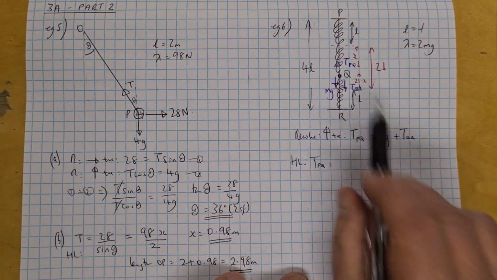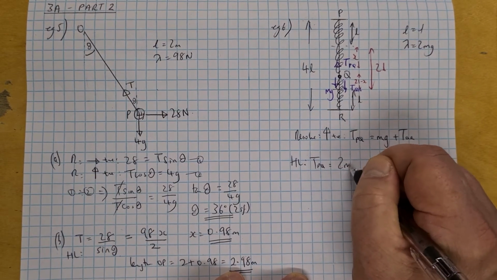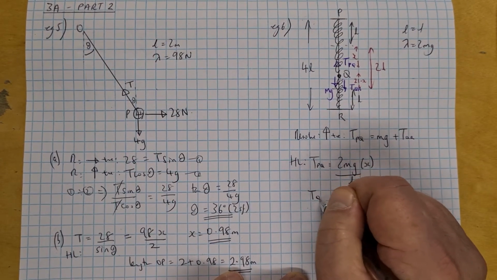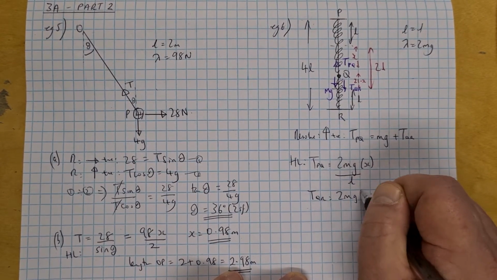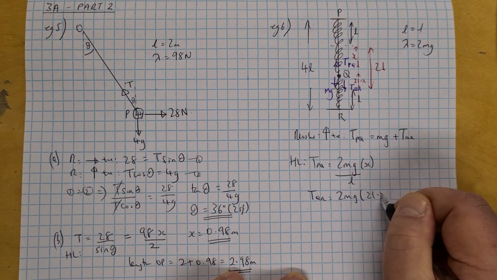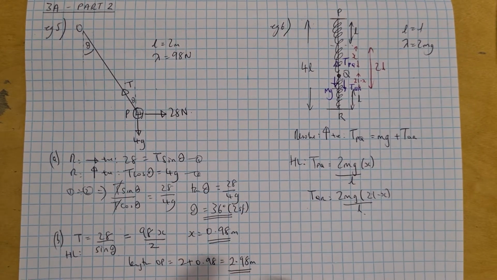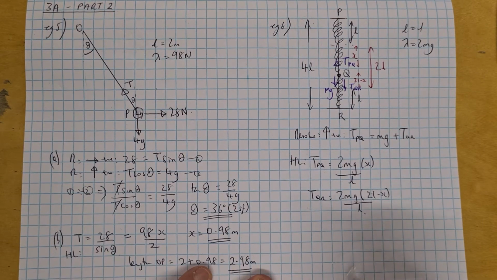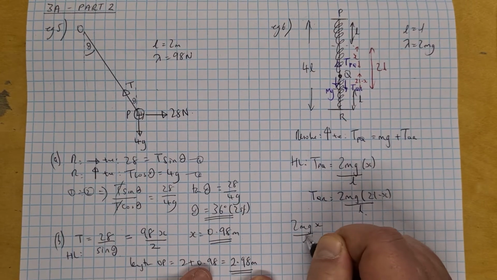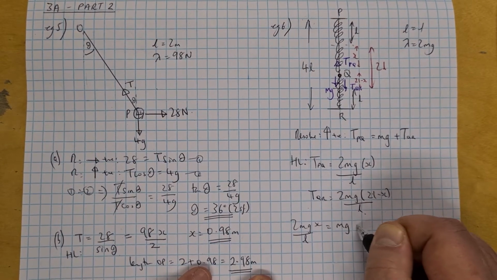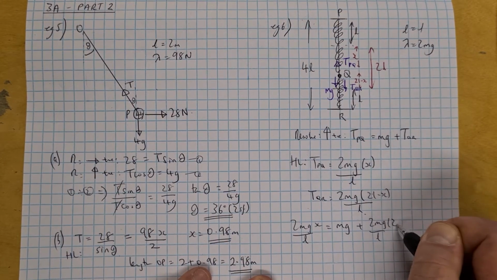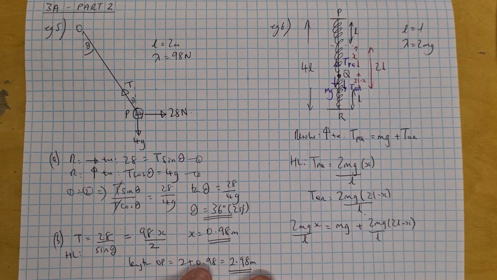So the tension in PQ is going to equal lambda, which is 2mg, X over L. And the tension in QR is going to equal 2mg, because they're both the same modulus of elasticity. They're both the same natural length. So we're going to have 2L minus X over L. So if we put those into our equation above, we've got the tension in PQ, so 2mg X over L is going to equal mg plus the tension in QR, which is 2mg over L multiplied by 2L minus X.